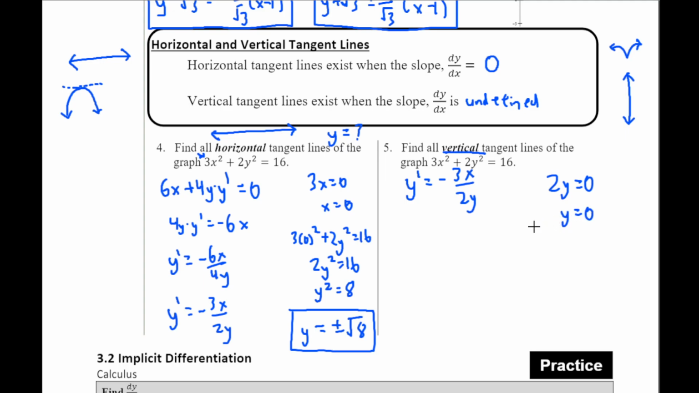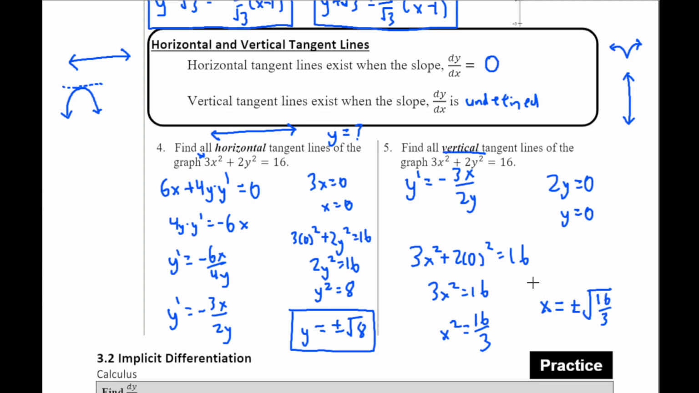But now we have to find the x values. Sorry, because we're looking for a vertical line, that would be an x. To represent that vertical line, it would be x equals something. Then we can just plug it into our original equation here. 3x squared plus 2 times 0 squared is equal to 16. 3x squared is equal to 16. x squared is equal to 16 over 3. And then x is equal to plus or minus the square root of 16 over 3. And those are your two vertical tangent lines for this function here.